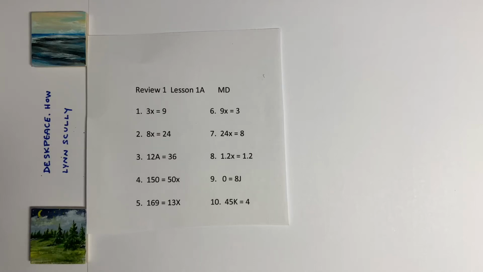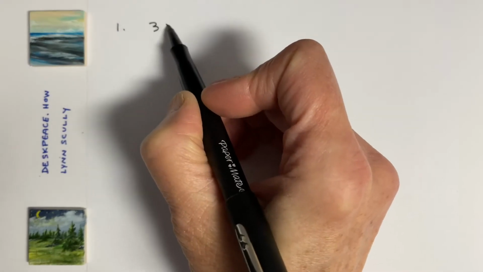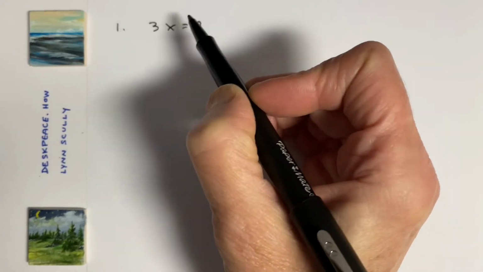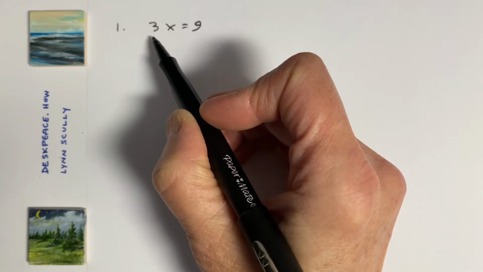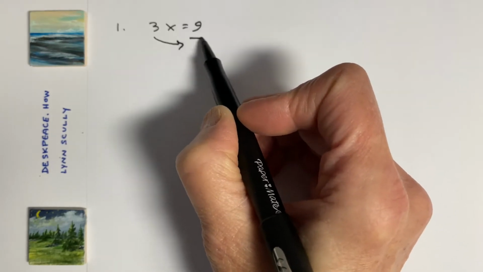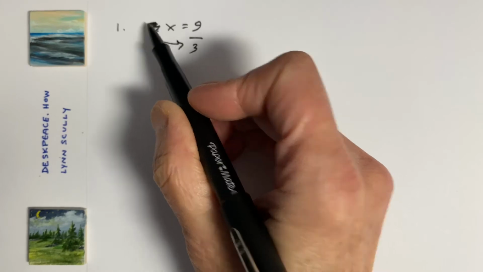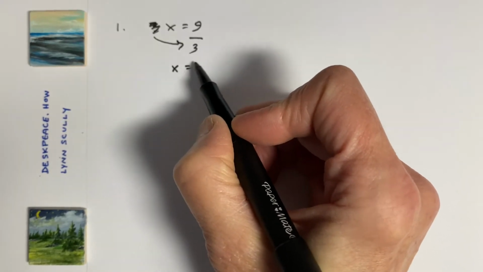Lesson 1A, Review 1. 3x equals 9. X is my variable, 3 is attached by multiplication. Move it by division to the other side of the equal sign. I get x equals 3.